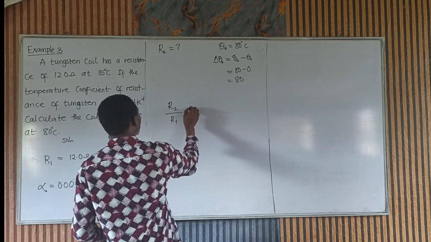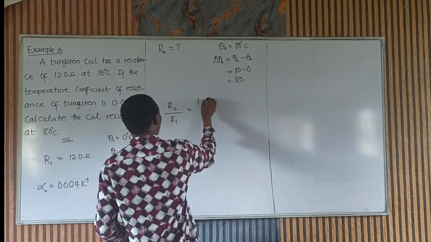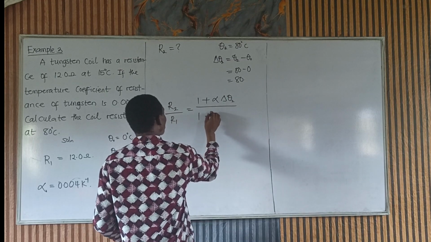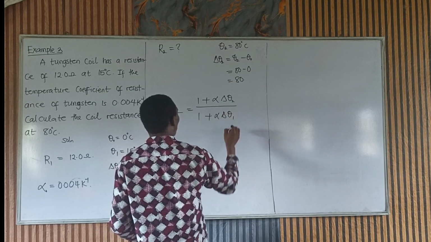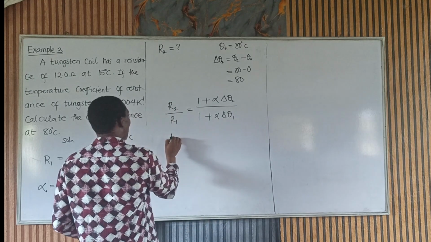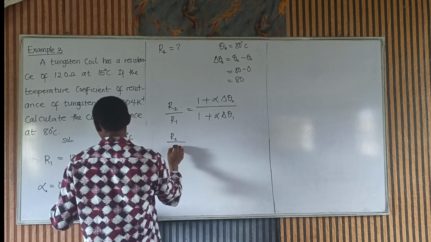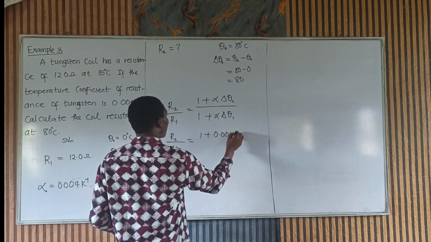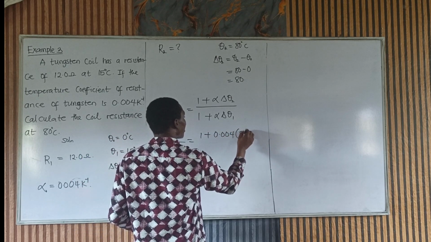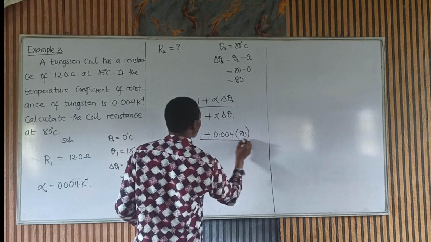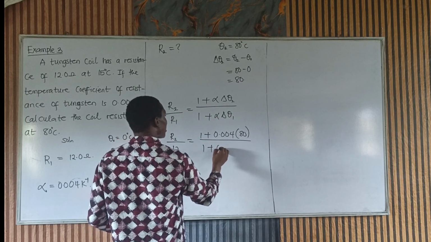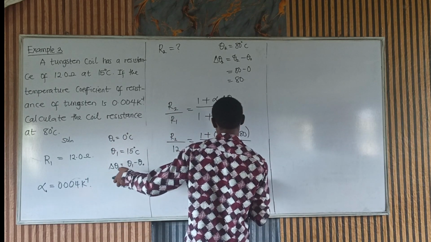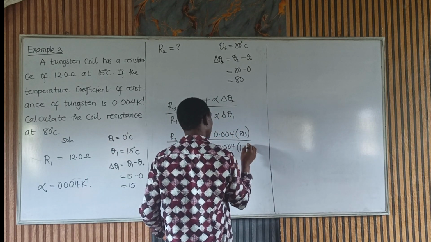And so we're going to use the formula R2 over R1 is equal to 1 plus alpha change in theta 2 over 1 plus alpha change in theta 1. And so I'm looking for my R2 over R1. R1 is giving us 12. Is equal to 1 plus 0.004 times 80. That's our change in theta 2, over 1 plus 0.004 still times, this time around, our change in theta 1 is 15, sorry.